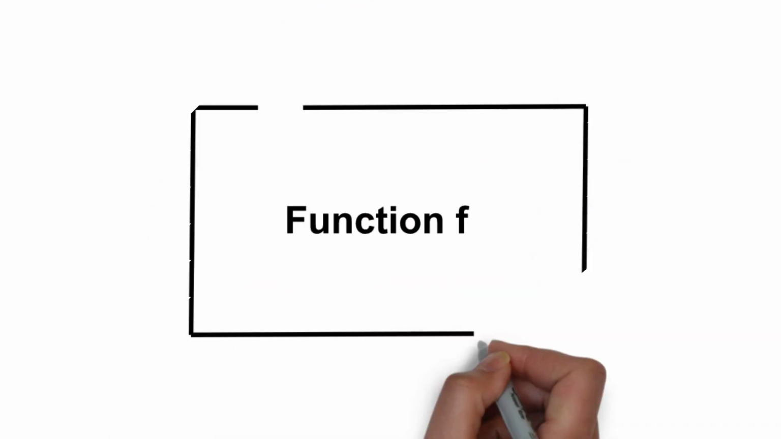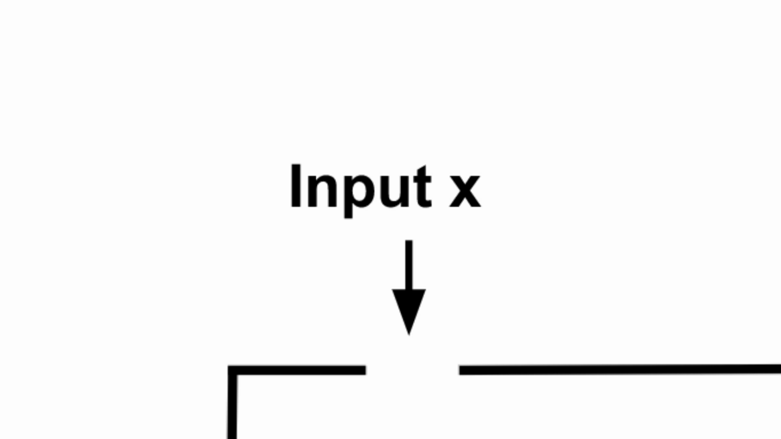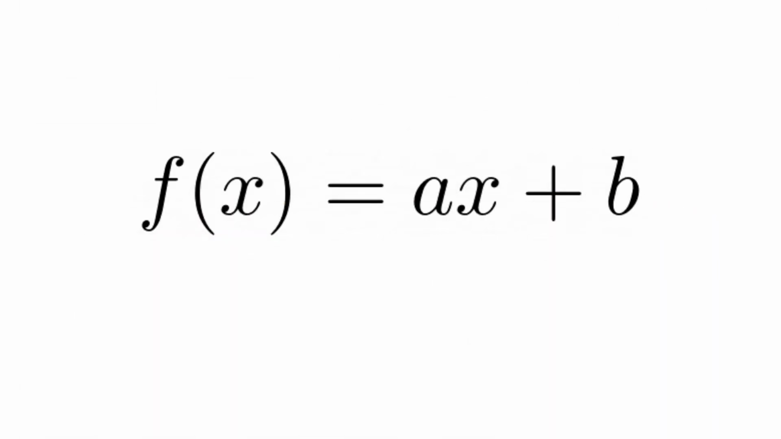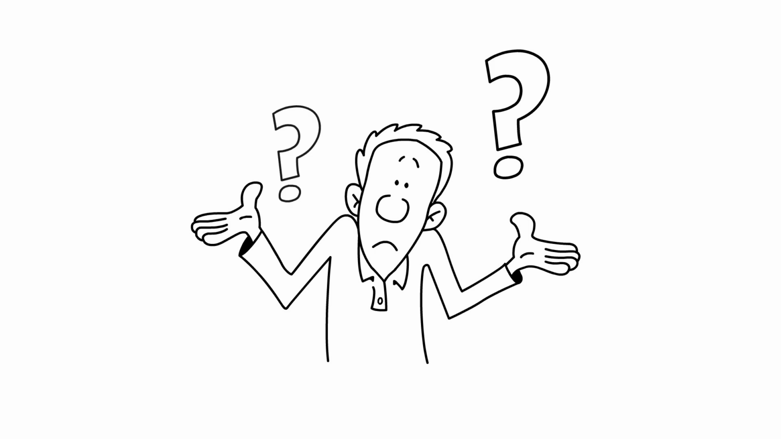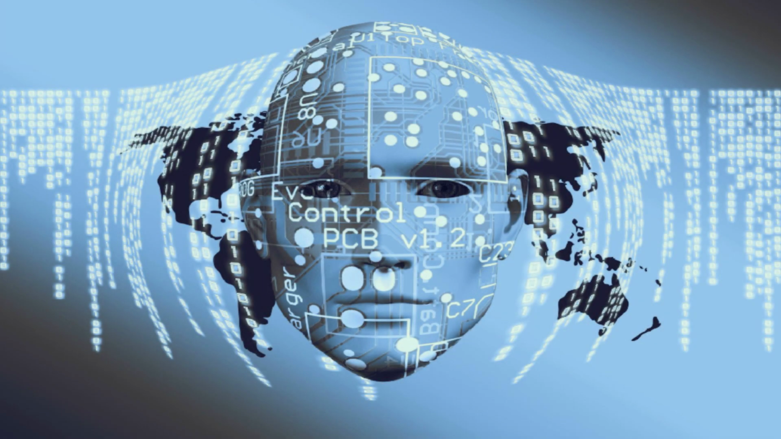A function usually takes some kind of an input and spits out an output. For the case of a simple linear function, f of x equals a times x plus b, x is an input and f of x is an output. So what? Why is this so important? In high school, I thought that we would never use these in real life. But actually, this is not true, and life is full of functions.